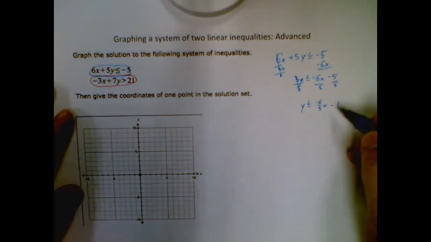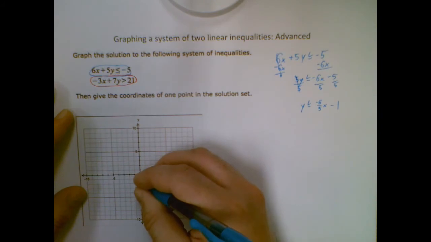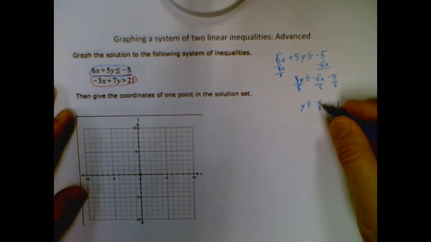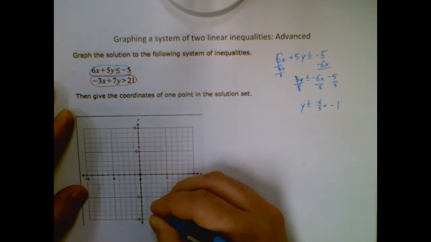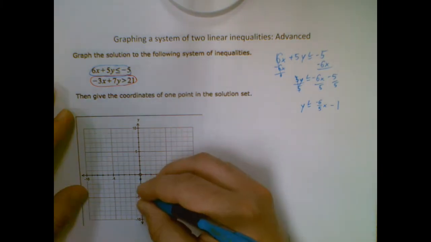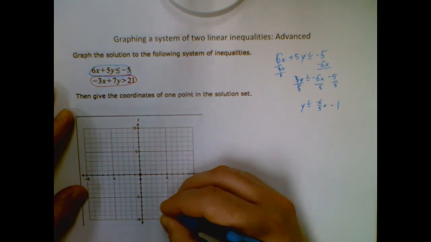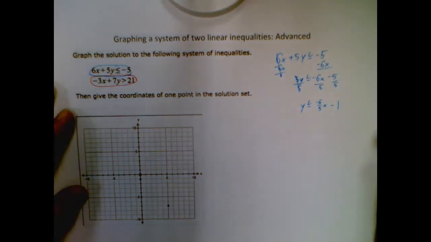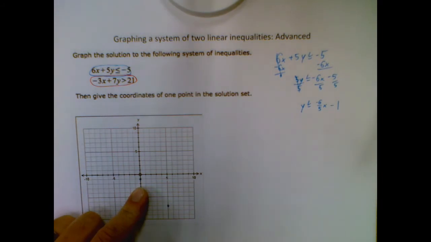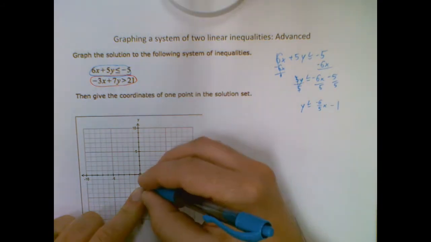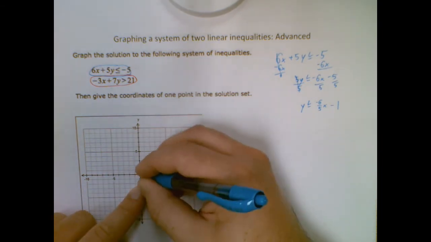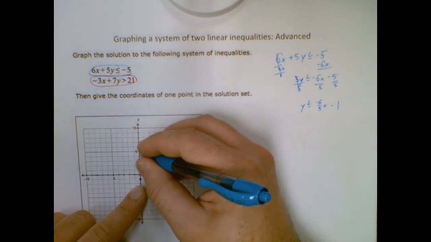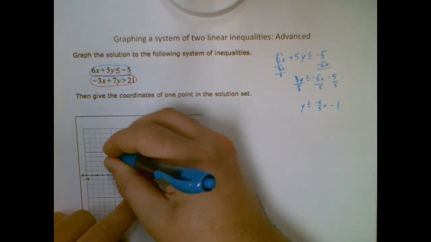All right, so I'm going to start at negative 1, that's my y-intercept, and I have a slope of negative 6/5. So negative 6 is negative, 5 is positive, so down 6, right 5. So 1, 2, 3, 4, 5, 6, and 1, 2, 3, 4, 5. And then I like to go the other way and get as many points as I can. So I'm also going to do the opposite direction. I went down and right, so I'm going to go up and left. So up 6: 1, 2, 3, 4, 5, 6. Left 1, 2, 3, 4, 5.